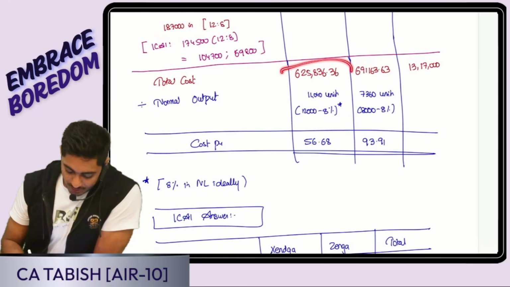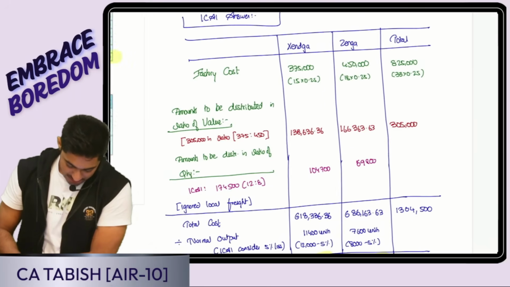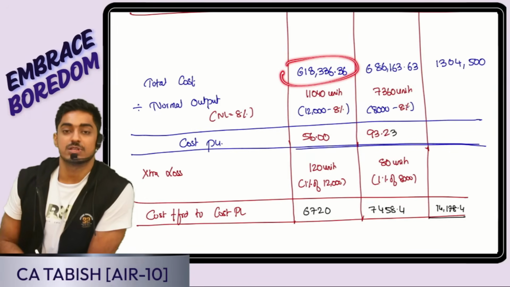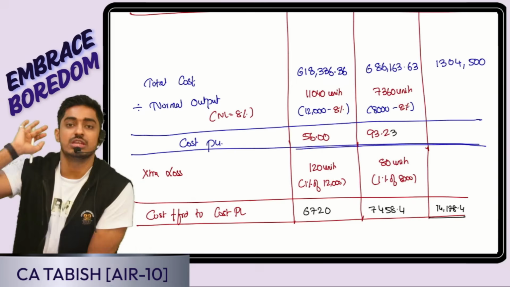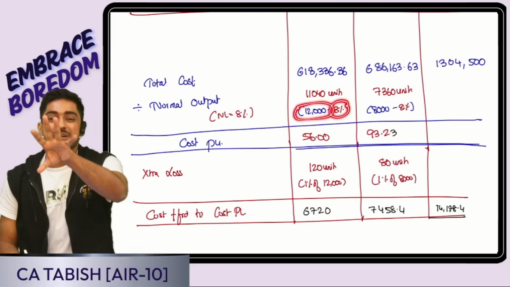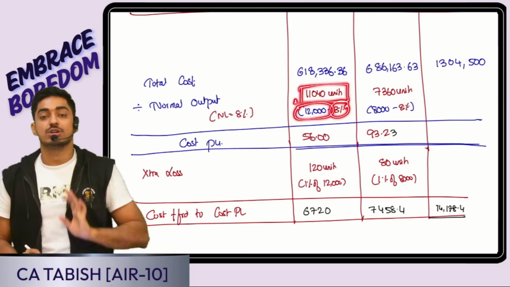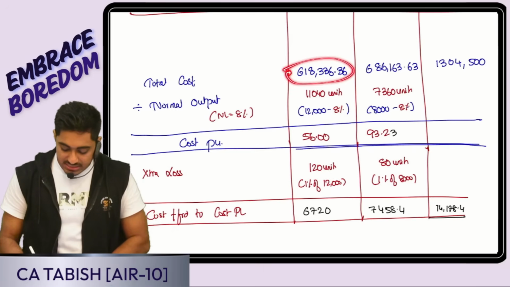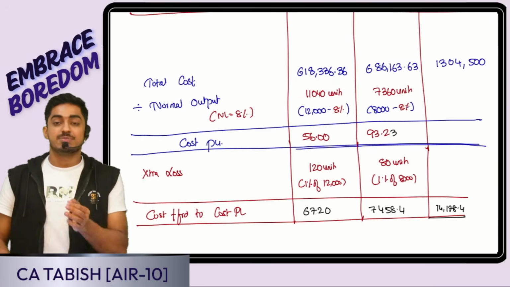Tell me, 6,25,836. Look at this, everyone. Yes, 6,18,336. It is the total cost for the first raw material. This cost is normally for how many units? Normally 12,000 units I have taken as input. In that, 8% goes off as normal loss. That means ideally normally 11,040 output only I will be getting. So what is my cost per unit? 6,18,336.36 divided by 11,040, 56 rupees. This is my normal cost.